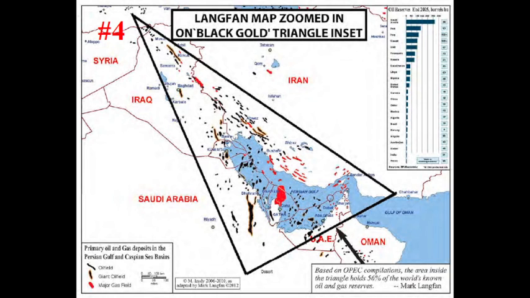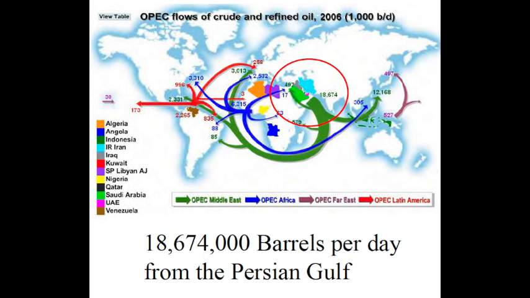if you go to page 13, and you look at the oil flow, these maps are from OPEC, about 18 million, but let's just say 20 million barrels a day comes from this triangle. That is the whole ball of wax. And it basically represents, off of OPEC's numbers, 56% of the world's oil supply is in this one triangle.